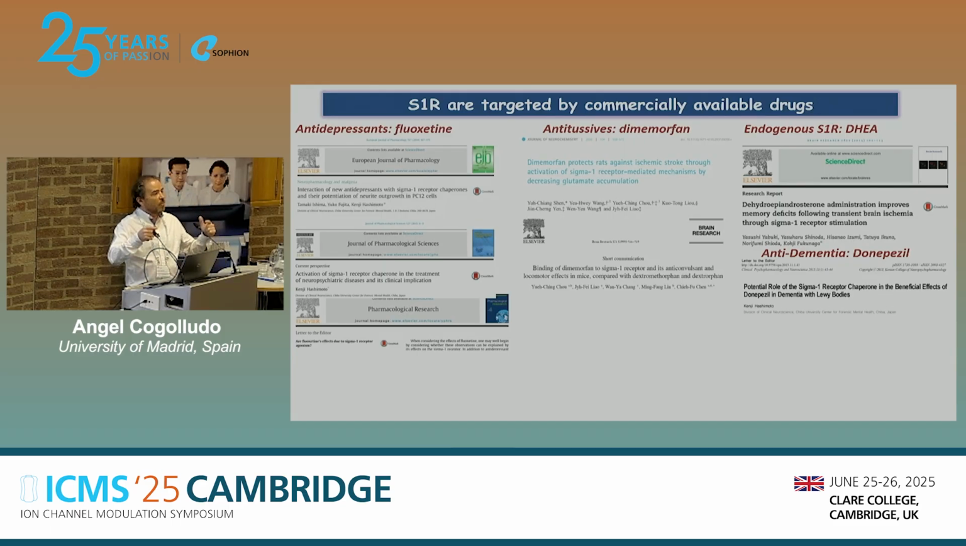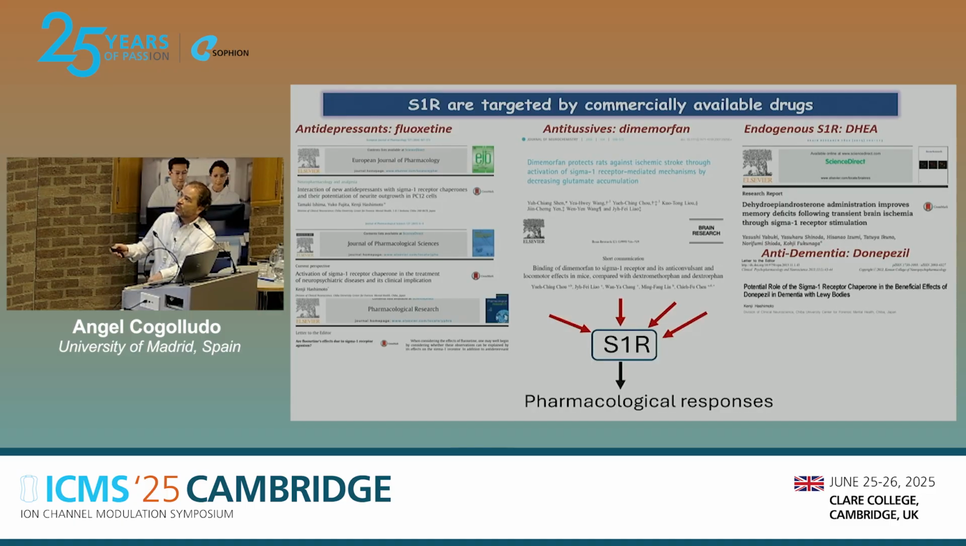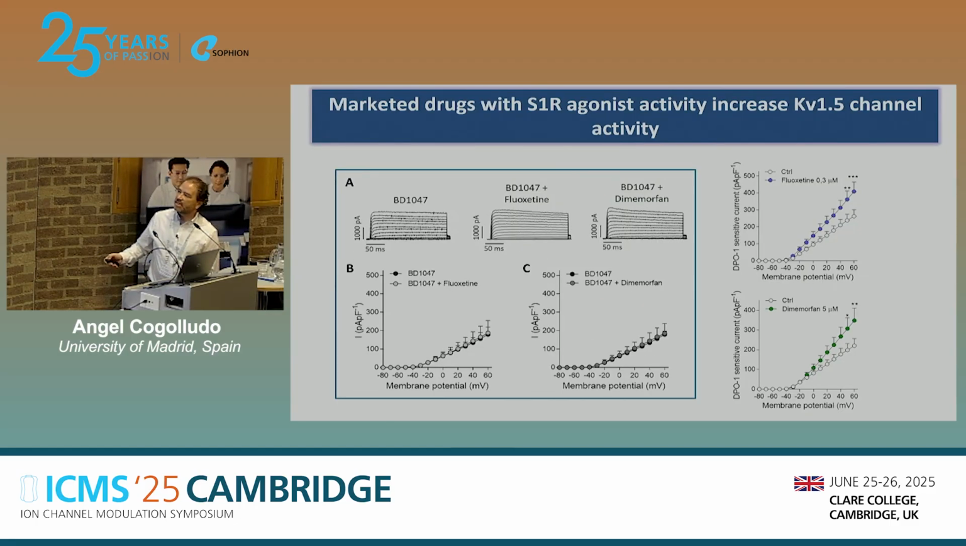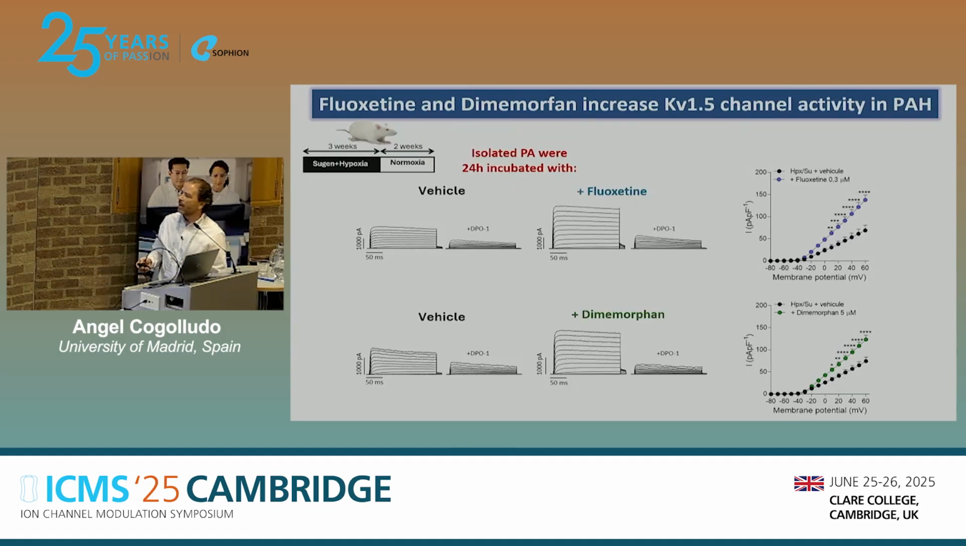I will take just 2 minutes to go through additional data, because the sigma-1 receptor has been shown to be also modulated by some already commercially available drugs like fluoxetine or fluvoxamine, antidepressants, dimemorphan, and others. So we've been testing also the effects of these drugs on Kv1 channels. Here you can see that fluoxetine and dimemorphan are also able to markedly enhance the Kv1.5 channel activity. This effect is prevented by sigma-1 receptor antagonists, the BD compound, and this effect is even higher in smooth muscle cells from the PH animals, okay?